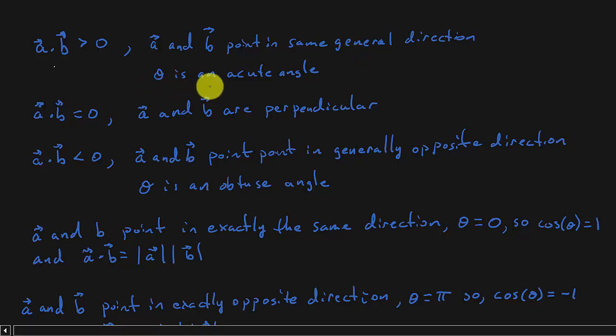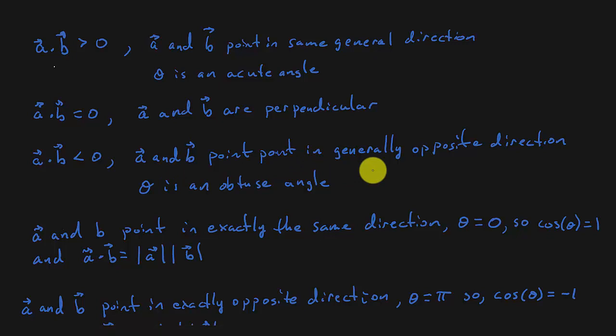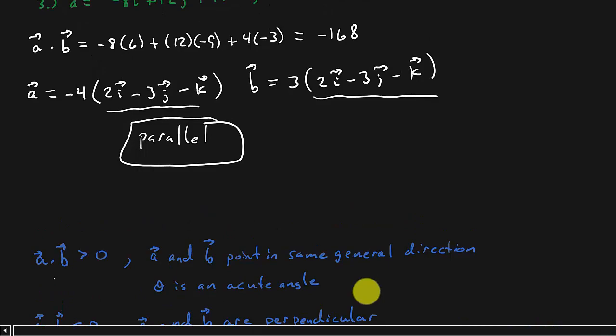And theta is an acute angle. That means it's what? It's between 0 and 90 degrees. If the dot product is 0, well, we already know that means they're perpendicular. And then if the dot product is less than 0, then what? Vectors A and B point in generally opposite directions, and theta is an obtuse angle. It would be an angle between 90 and 180. Okay, and just think about that for a second.